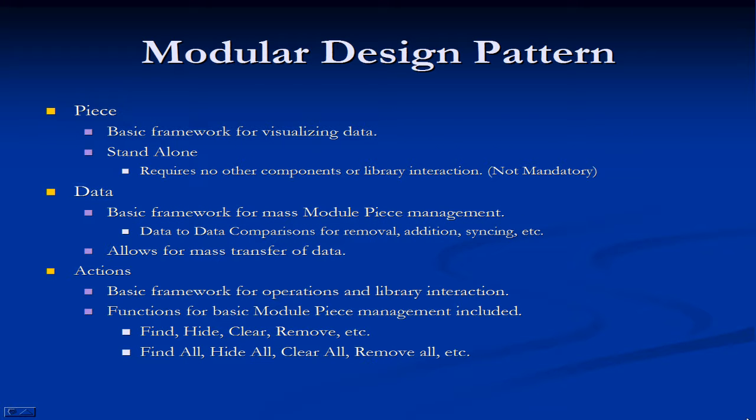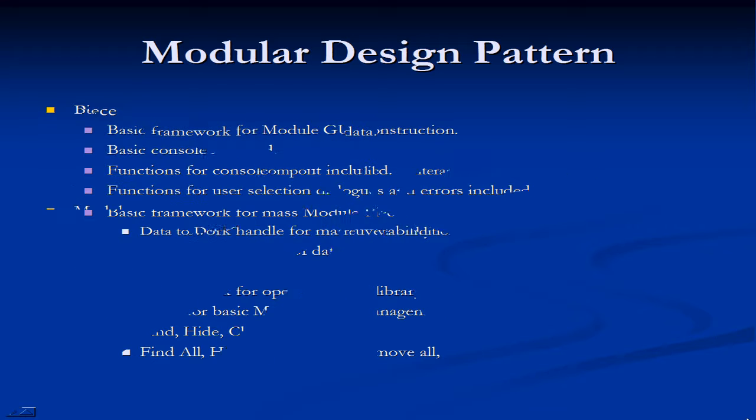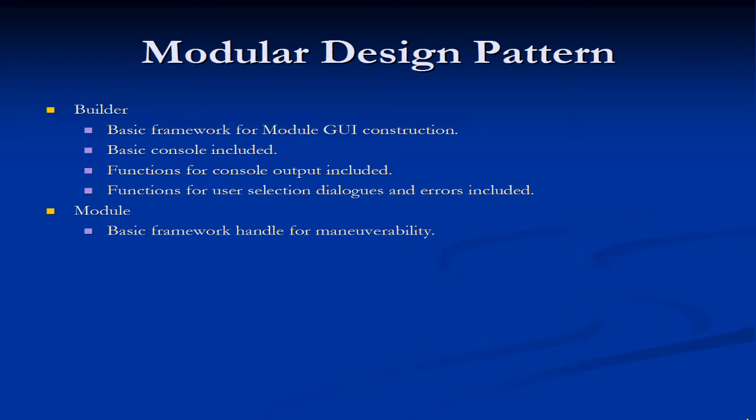This is the module design pattern that we're using. We start with a standalone visualization of the data that you're working with, called a piece. Then we have the data, which contains all the pieces and is used for mass data transfers and savings. Then we have actions. This handles all data manipulation and operations. Next is the builder. This handles all GUI related things as well as connects the GUI functionality to the actions class. And finally we have the module itself, which just serves as a packaged handler for all the classes.